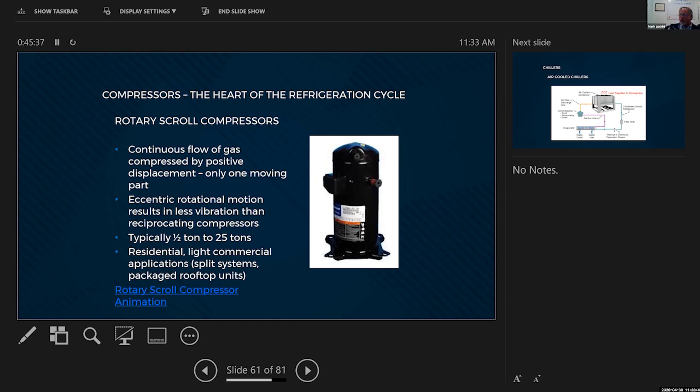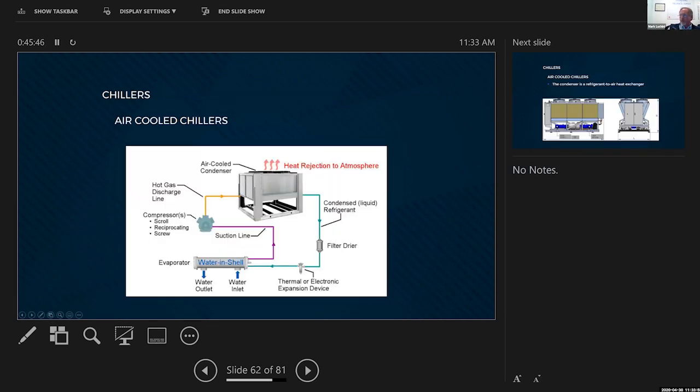Back to it. So those are the 4 different types of compressors that we're typically going to come across in our business. Let's talk a little bit about air-cooled chillers. So an air-cooled chiller, basically you don't have the cooling tower. Instead of the water-cooled condenser, you have an air-cooled condenser.